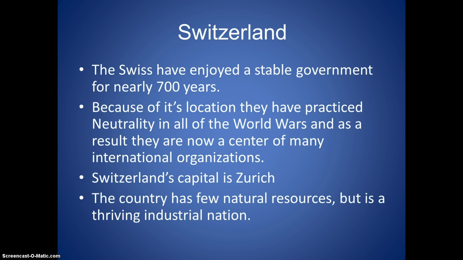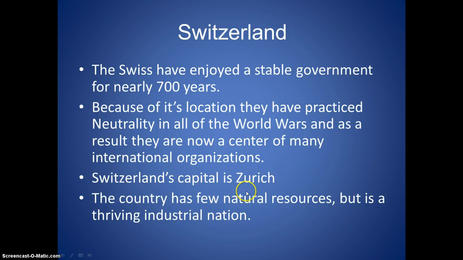The Swiss have enjoyed a pretty stable government for nearly 700 years. It's quite remarkable. Because of its location, they've practiced neutrality in all of the world wars, and as a result, they're now a center of many international organizations from all over the world. And what neutrality means is that they did not pick a side in the world wars. They stayed neutral. They didn't choose the Axis or the Allies in World War II, or the same thing in World War One.